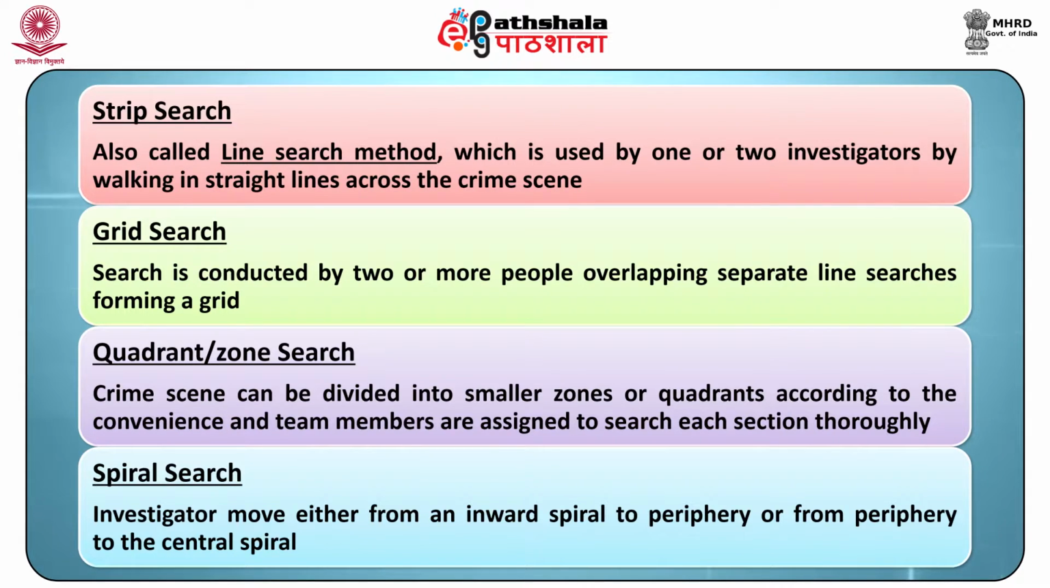Next is the quadrant or zone search, another search method in which the crime scene can be divided into smaller zones or quadrants according to convenience, and the team members are assigned to search each section thoroughly. And the last we have the spiral search. In this method, the investigator moves either inward spiral to the center or from the center outward to the periphery.